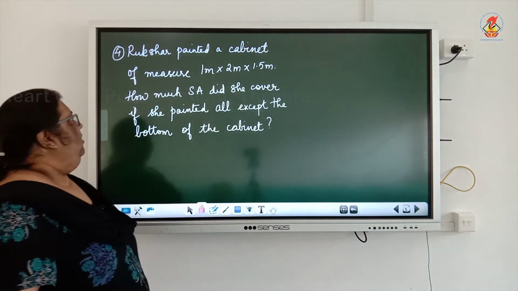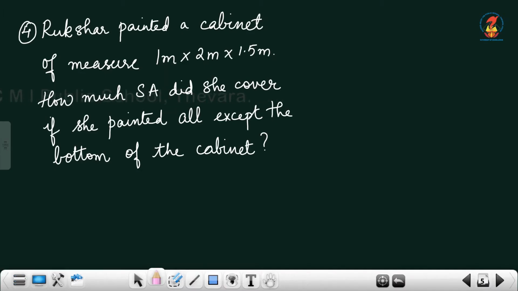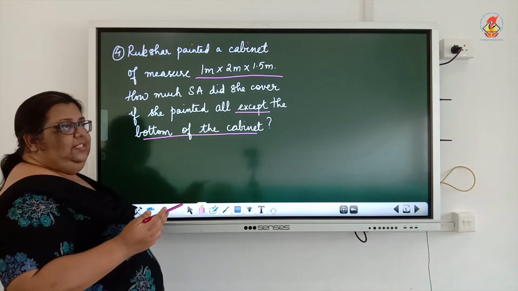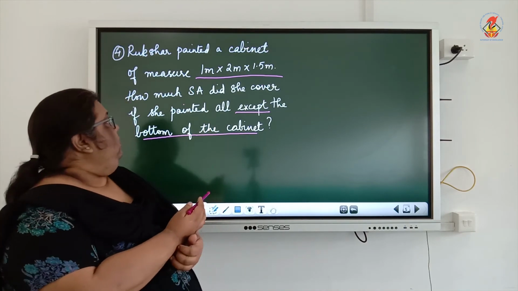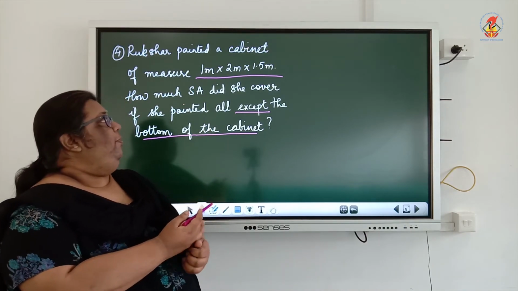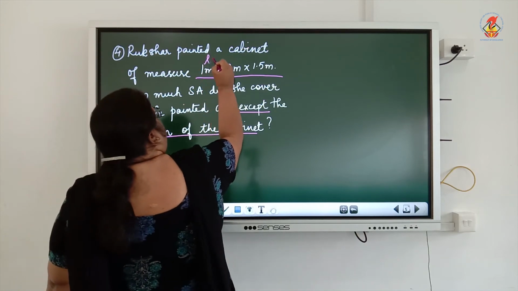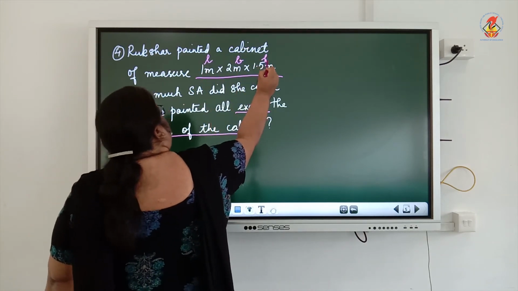Next question. Ruksar painted a cabinet of measurement 1 meter by 2 meter by 1.5 meter. How much surface area did she cover if she painted all except the bottom of the cabinet? So cabinet means shelf. Now Ruksar painted a shelf of dimension 1 meter by 2 meter by 1.5 meter. So this is your length, this is your breadth, and this is your height.